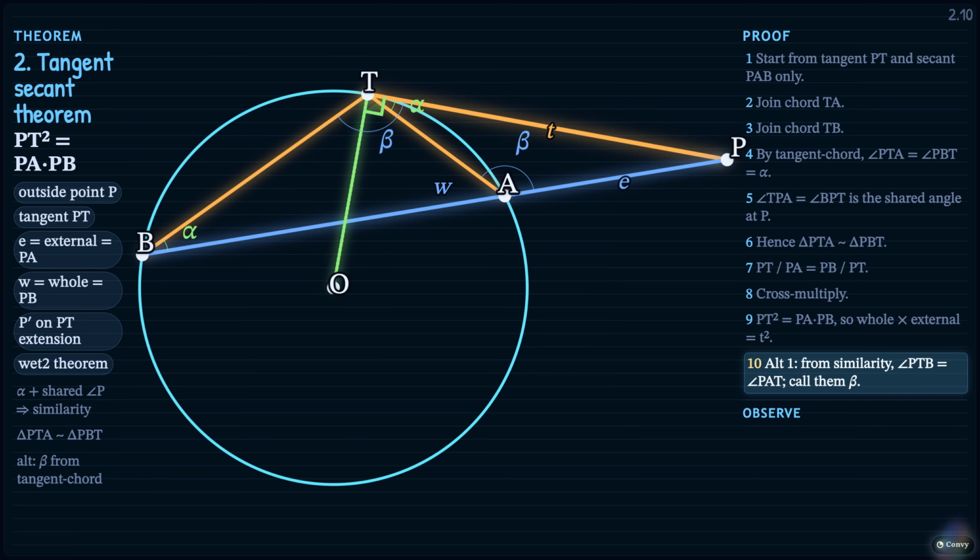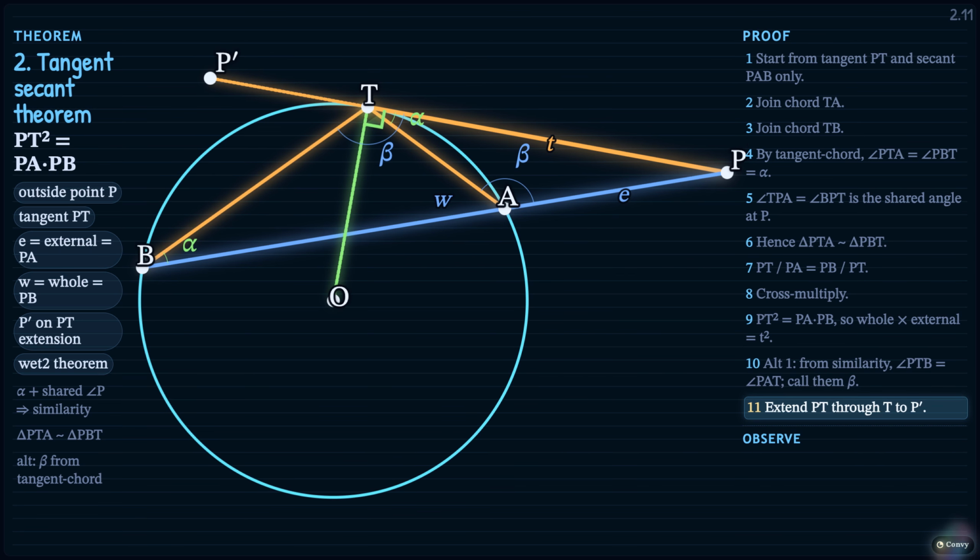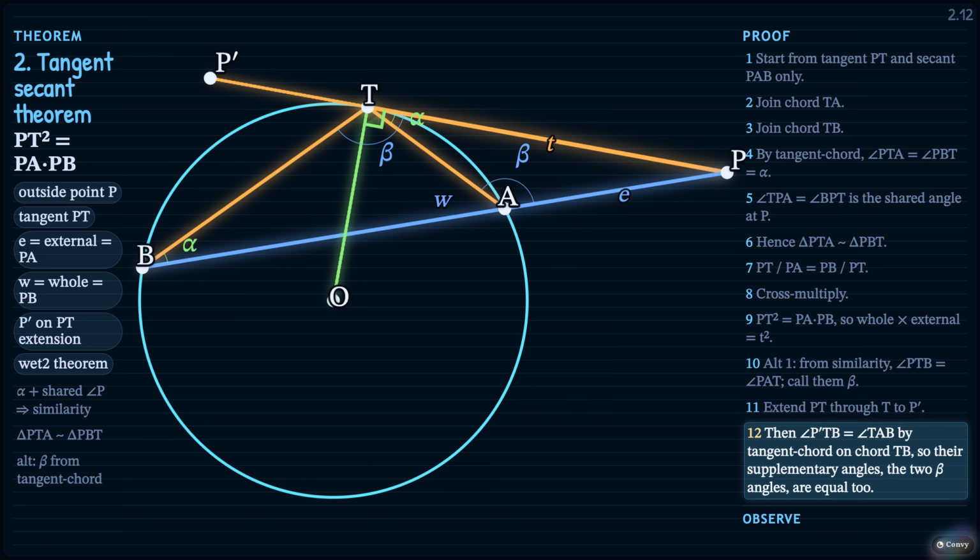Alternate explanation 1. From the triangle similarity we already proved, angle PTB equals angle PAT. Call those equal angles beta. Now extend segment PT through point T to the new point P prime. Then angle P prime TB equals angle TAB by the tangent-chord theorem on chord TB, so their supplementary angles, the two beta angles, are equal too.